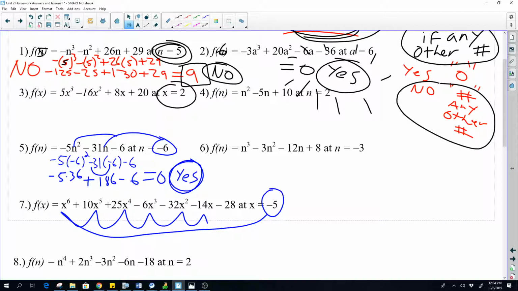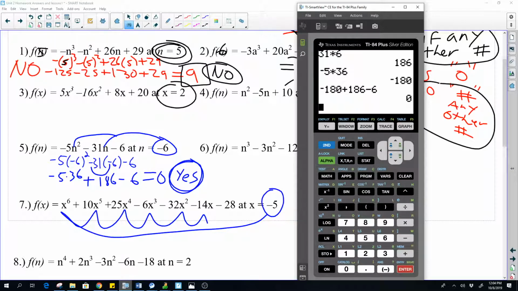We're going to plug it in there, negative 5. So use lots of parentheses on this one. Okay, so parentheses, negative 5 to the 6th power. So that's this caret symbol thing, to the 6th power. Then we do right arrow. Then we do plus 10.